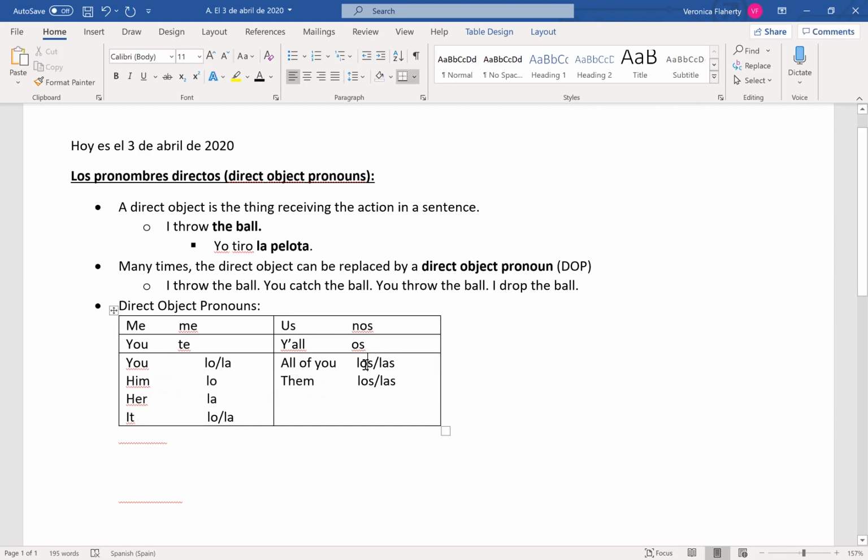If you're talking to a group of men or a group of men and women together, you would use los. If it was all women, you would use las. If you're talking about a group of people or things that are masculine, you'd use los. People or things that are feminine, you'd use las. Any questions so far? Seems okay. Okay.